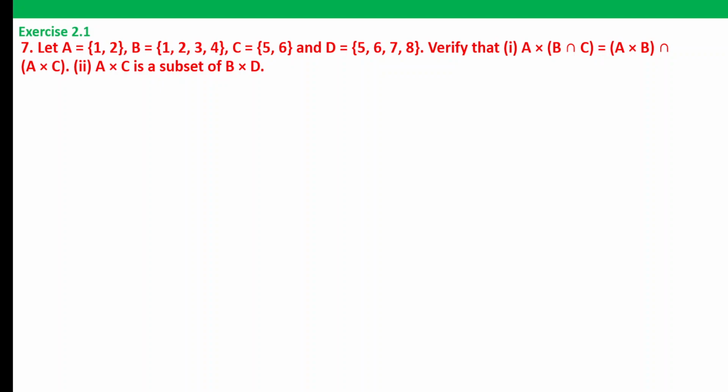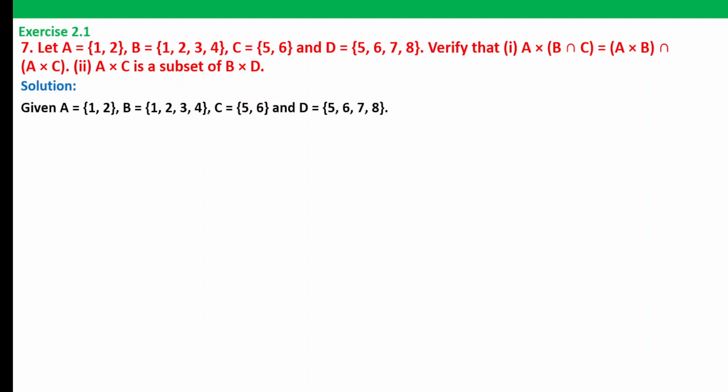Let A be a set with elements 1, 2. B is a set with elements 1, 2, 3, 4. C is a set with elements 5, 6 and D is a set with 5, 6, 7, 8. We need to verify A into (B intersection C) is equal to (A into B) intersection (A into C). And the second subtopic, A into C is a subset of B into D. Solution. Given A is 1, 2, B is 1, 2, 3, 4, C is 5, 6, D is 5, 6, 7, 8.